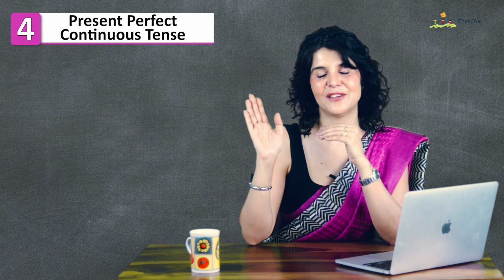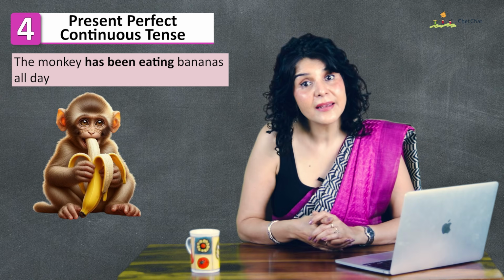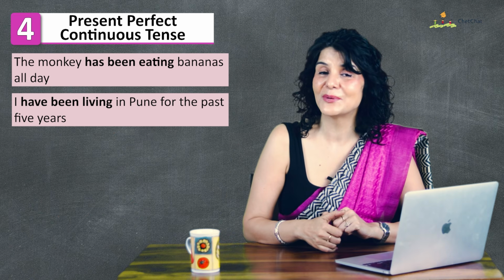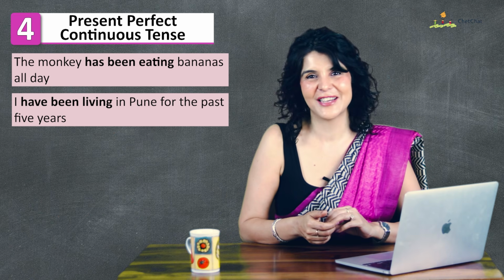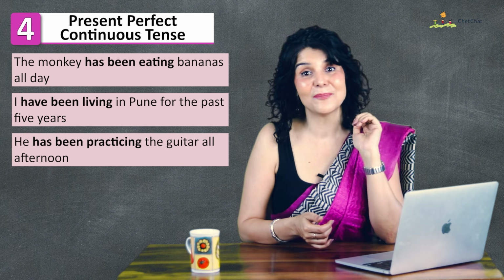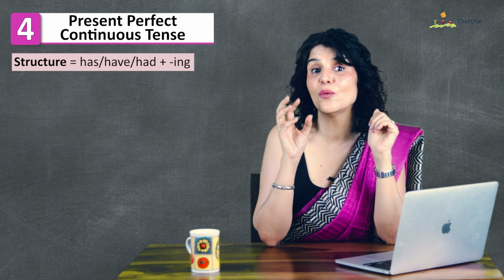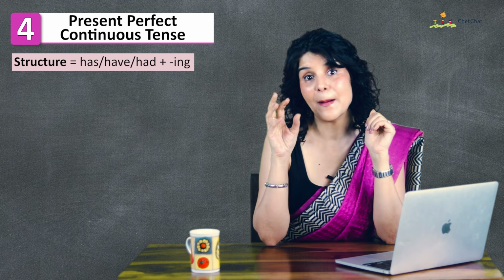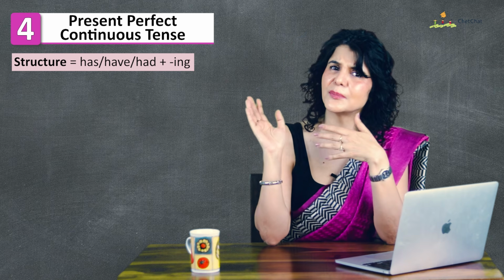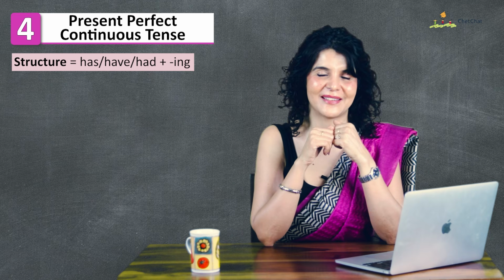present perfect continuous tense. The monkey has been eating bananas all day. I have been living in Pune for the past 5 years. He has been practicing the guitar all afternoon. The structure will always have has, have, had plus ing because it's perfect plus continuous.